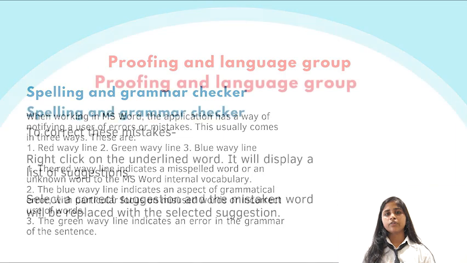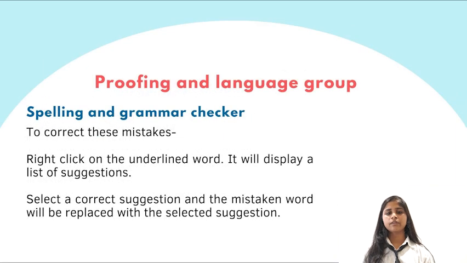Now, how can we correct these mistakes? We have to right click on the underlined word. It will display a list of suggestions. We have to select the correct suggestion and the mistaken word will be replaced with the selected suggestion.